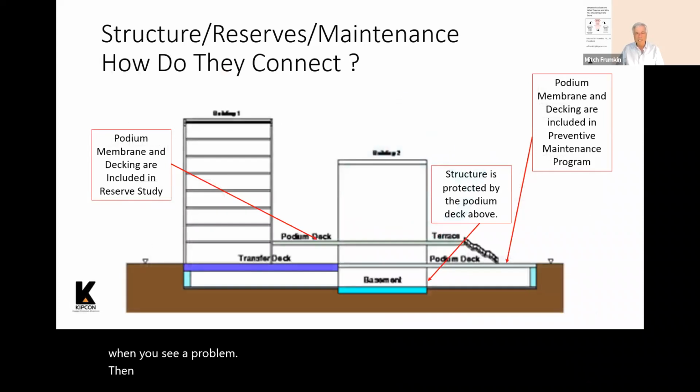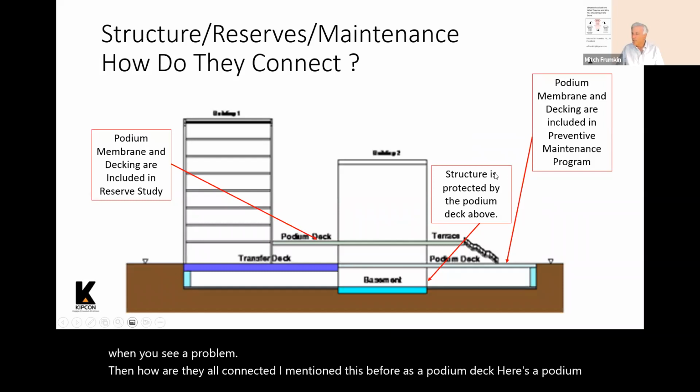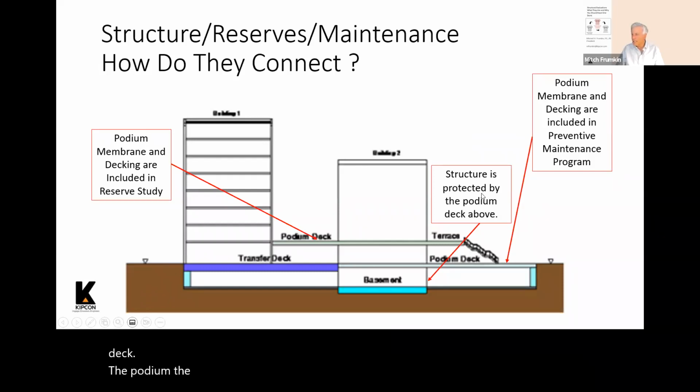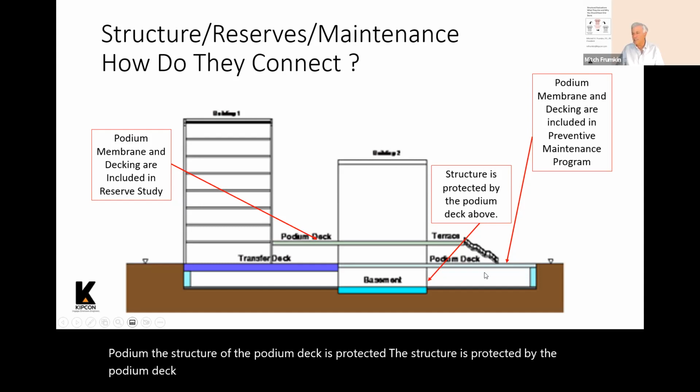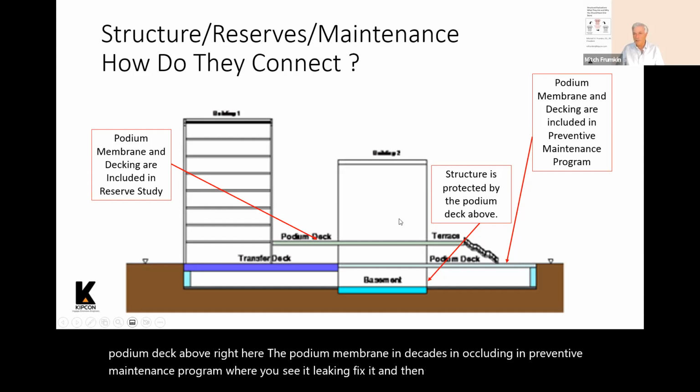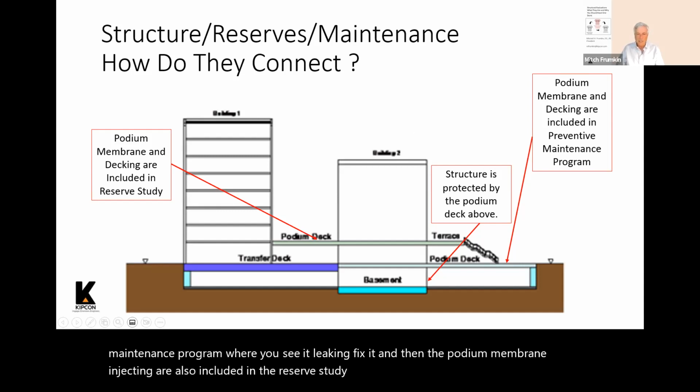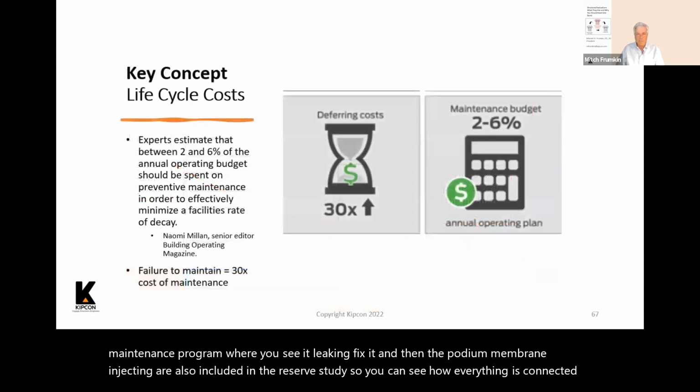Then how are they all connected? I mentioned this before as a podium deck. Here's a podium deck. The structure is protected by the podium deck above, right here. The podium membrane and decking are included in a preventive maintenance program. When you see it leaking, fix it. And then the podium membrane and decking are also included in the reserve study, so you can see how everything is connected here. Now, people panic about the cost of these things.